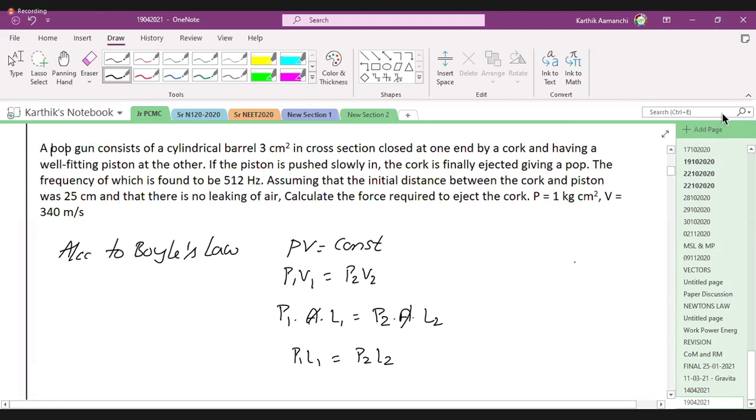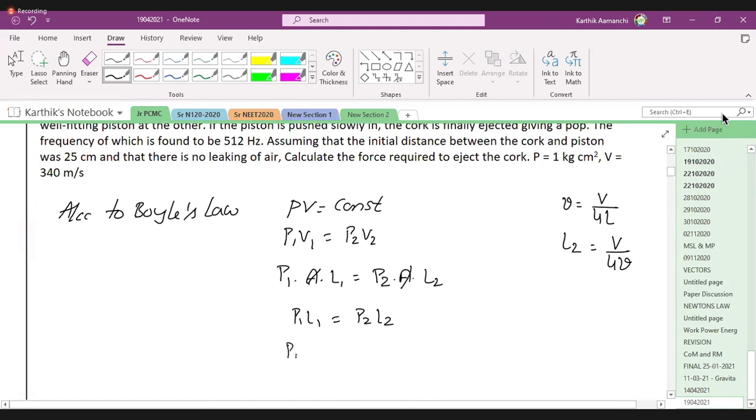L2 I need at 512. So mu is equal to V by 4L. So you can just find out L from that. So L2 is equal to V by 4 mu. Substitute that. From this, get me your P2 value.